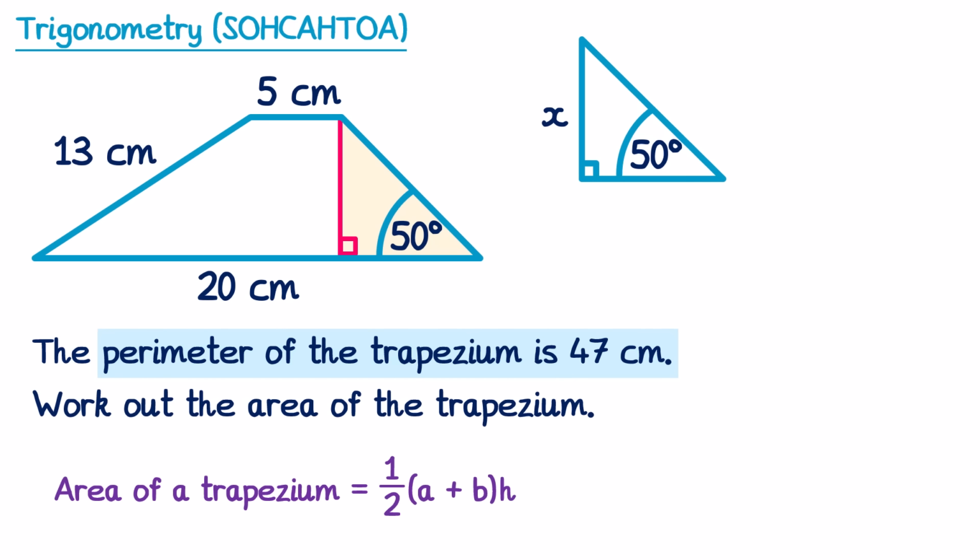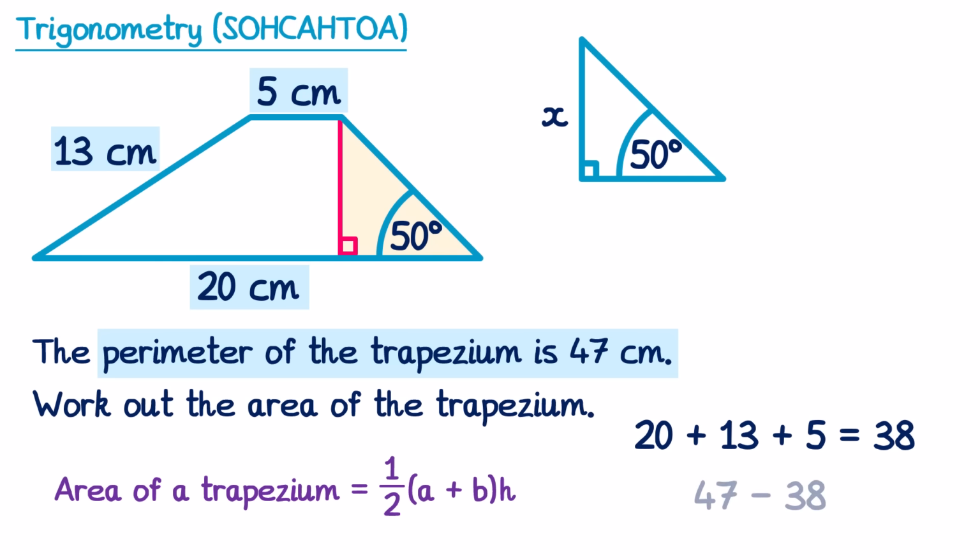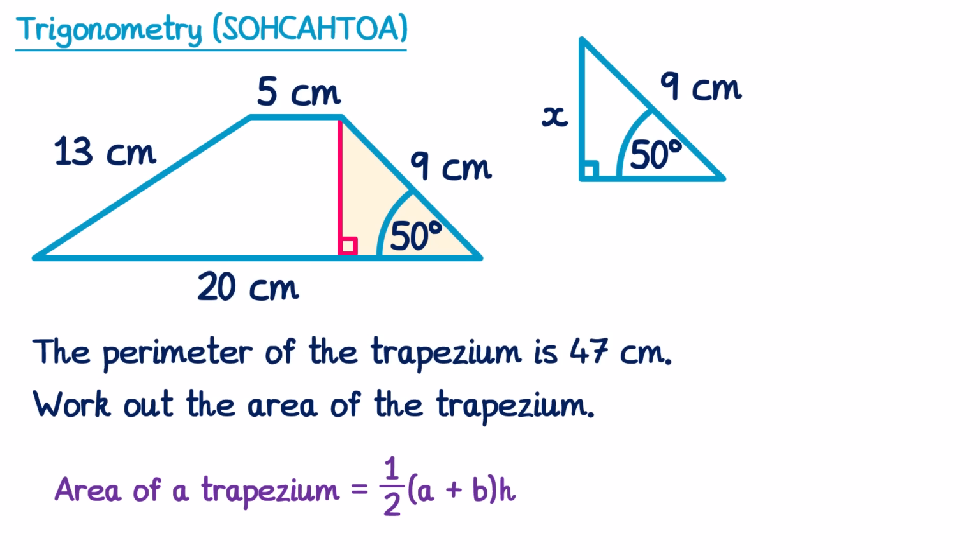Right now we know 3 of the lengths of this trapezium. We know the 5, the 13 and the 20. So if we add those together, we get 38. We know the perimeter needs to be 47 and 3 of the sides make 38, so if we subtract 38 from 47, we find the missing side is 9. So this side here must be 9 centimeters long, which is the hypotenuse of our triangle.